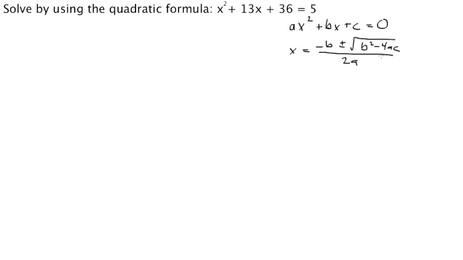So the very first thing we need to do here is to get our problem into this form. That's just a matter of moving this 5 over to the left-hand side. So when we subtract 5 from both sides, it's plus 13x, 36 minus 5, that's going to be 31. So we are now in perfect form for using our quadratic formula. So remember, if we don't have a number here, that's an implied coefficient of 1. So 1 is our A, 13 is our B, 31 is our C.